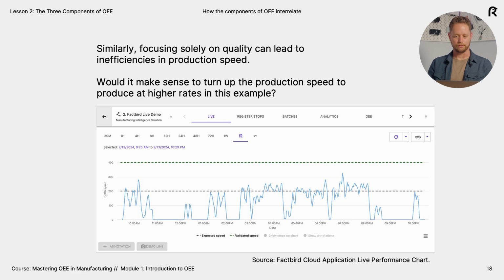How about in this example? Would it make sense to turn up the production speed to produce at higher rates? Without timely, accurate, and complete production data, it's very hard to make a smart, strategic decision. By monitoring and improving each of the components of OEE, using real-time data and OEE analysis software, you're more likely to achieve a more efficient, productive, and profitable manufacturing operation.